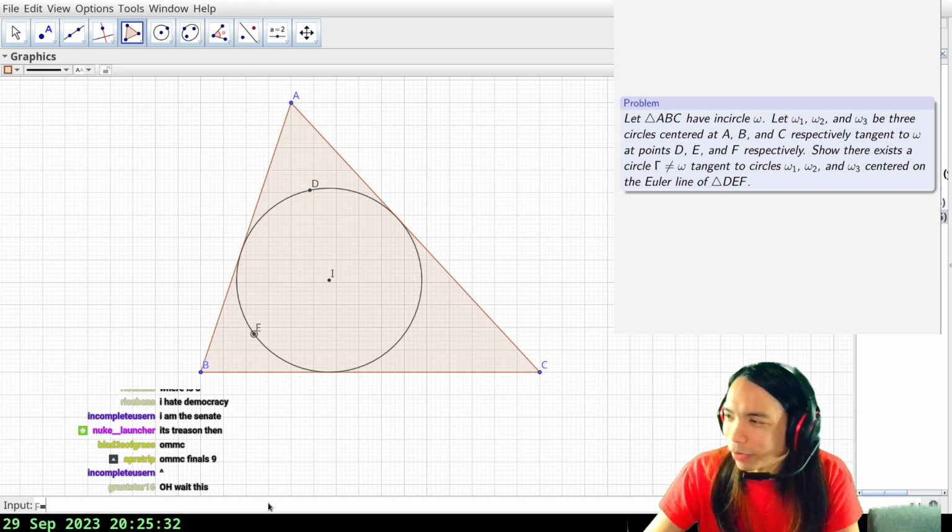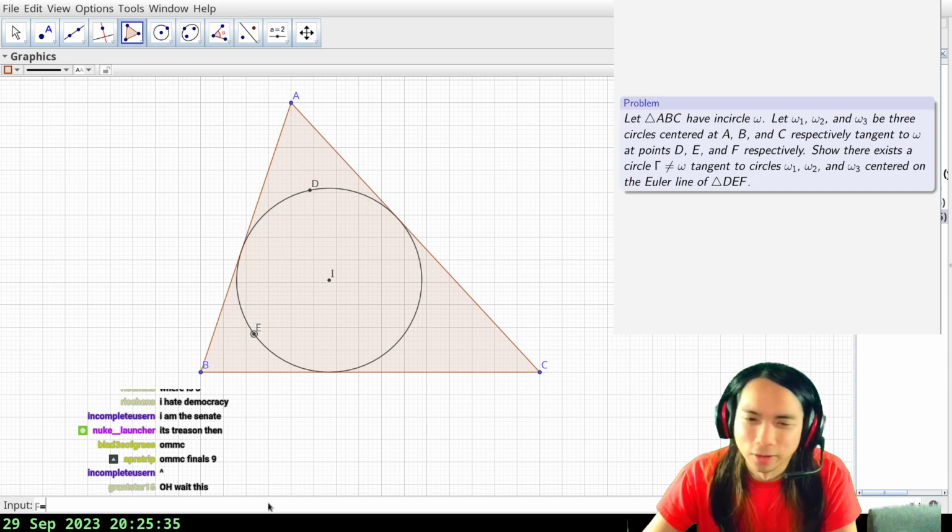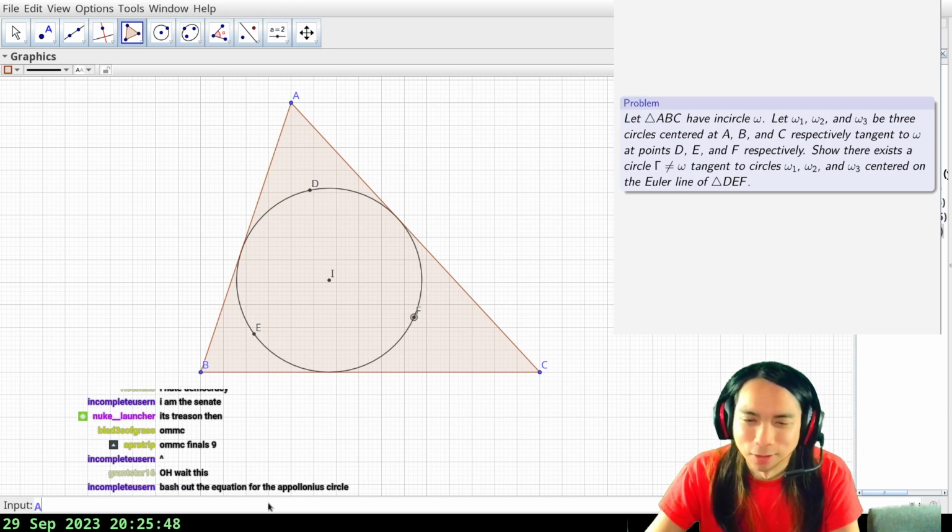Oh wait, oh, D, E, F are on the circle. So the Euler line. Wait, okay, that's weird. I was like, I don't know what the heck the Euler line is, and then I started drawing the picture, and then I'm like, wait, D, E, F is the circumcircle, so that makes me a lot less worried. I feel like this should be doable now.